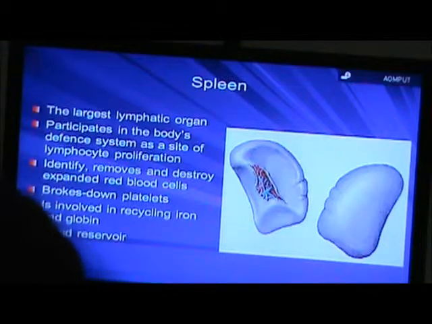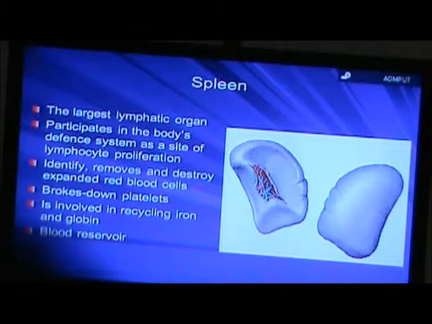We remove the spleen, and we don't have an organ which produces the antibodies. So it's possible to live without a spleen, but sometimes we need to prepare a patient before the removal of the spleen. We need some injections against some bacteria.